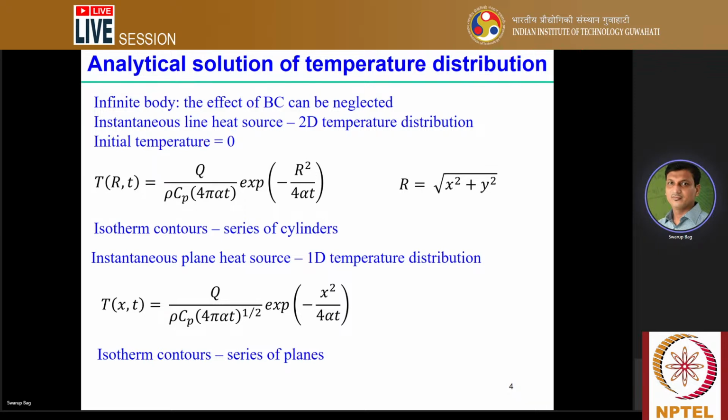With this assumption, we get the solution of the heat conduction equation, T(R, t), in terms of the other parameters. But here you can see R is equal to the square root of x squared plus y squared. So that means a two-dimensional temperature distribution will be obtained here.